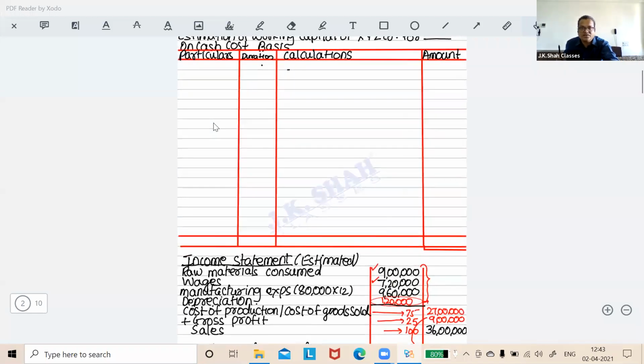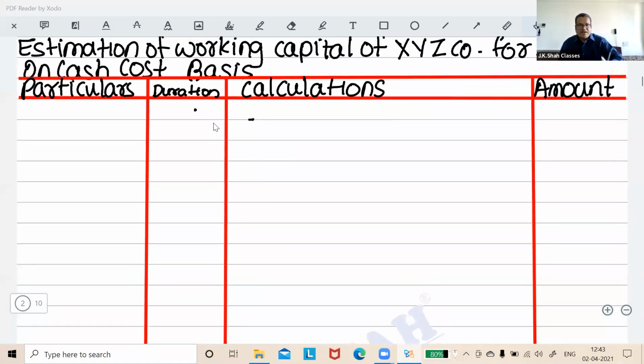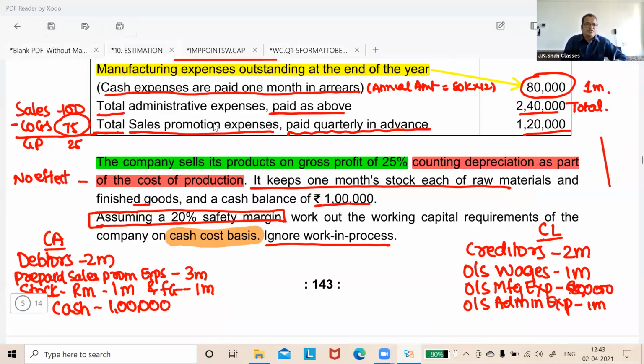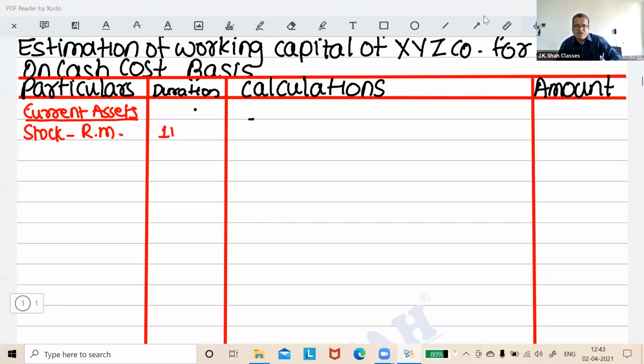So let's start. As usual, we'll first write what? Current assets. Under current assets, we'll write stock of raw material. Let's go to the question and check. We've already written, see, stock of raw material 1 month, stock of finished goods 1 month. Okay, so let's utilize this. Stock of raw material 1 month.